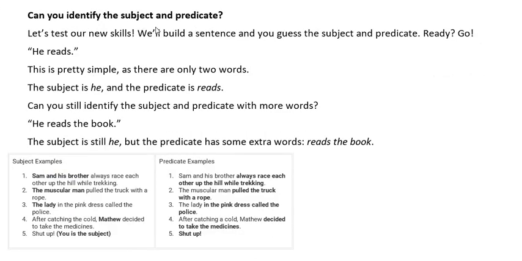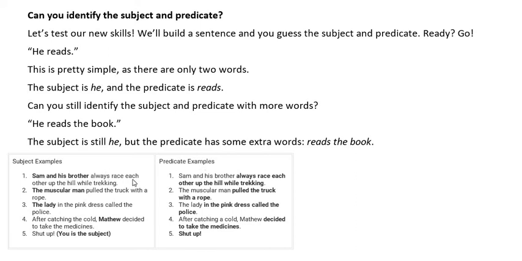Can you identify the subject and the predicate? Let's test our new skills. We will give a sentence and you guess the subject and the predicate. He reads. This is pretty simple as there are only two words. The subject is he and the predicate is reads. Can you still identify the subject and the predicate with more words? He reads the book. अब he still subject and the predicate, subject क्या कर रहा है, read the book, इसका predicate. Subject examples and predicate examples.